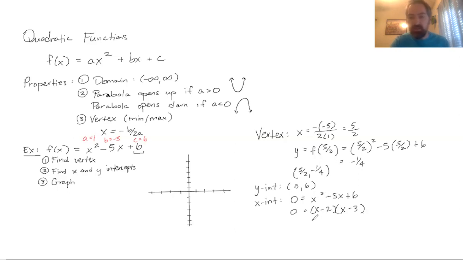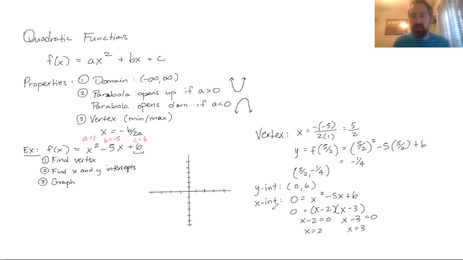Once we've factored, we set each factor equal to 0 and solve for x. We have x equal 2, x equal 3. Now this does not give us the ordered pair 2, 3. These are two separate ordered pairs.